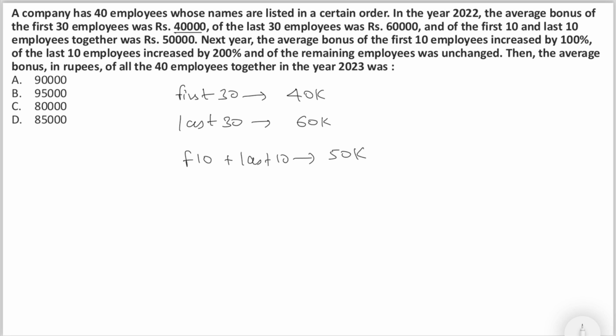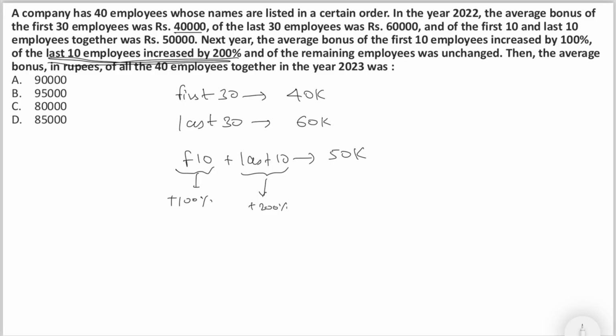Next year, the average bonus of the first 10 employees increased by 100%. I don't know what that value is, but whatever it is, it's increasing by 100%. For the last 10 employees, the average bonus increased by 200%. Again, whatever that value is, it's increasing by 200%. And of the remaining employees, the bonus was unchanged. So the 20 employees in between, their average bonus was unchanged.